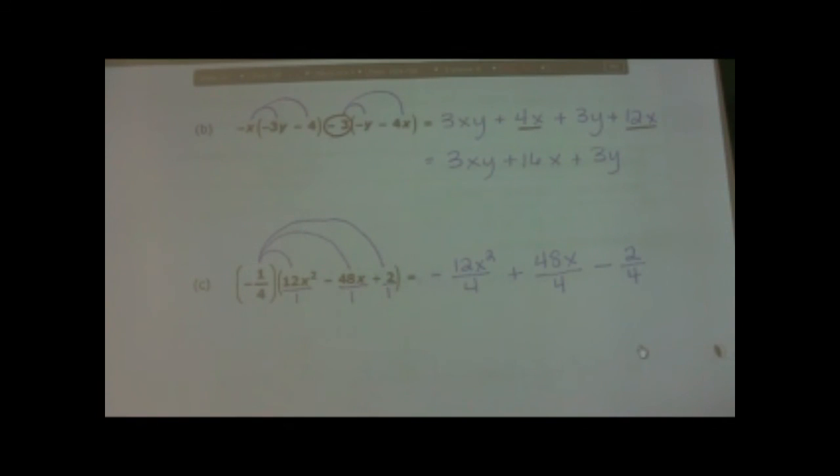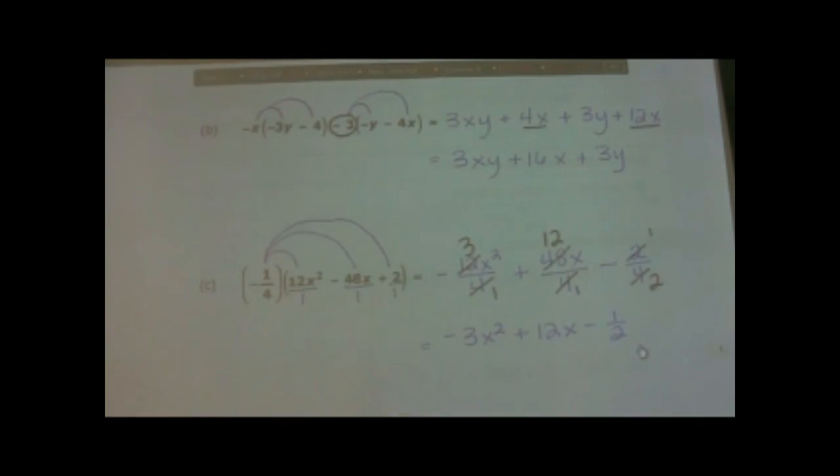From here, you want to simplify, all right? How many times does 4 go into 12? 3. So that's a 1, that's a 3. How many times does 4 go into 48? 12. So this is a 1, this is a 12. How many times does 2 go into 4? 2. So this is a 1, this is a 2, and we have 1/2. So here's our simplified expression. This equals negative 3x squared plus 12x minus 1/2. That's it.